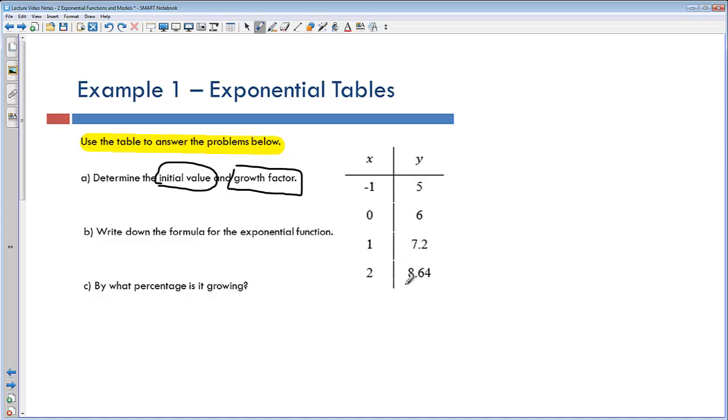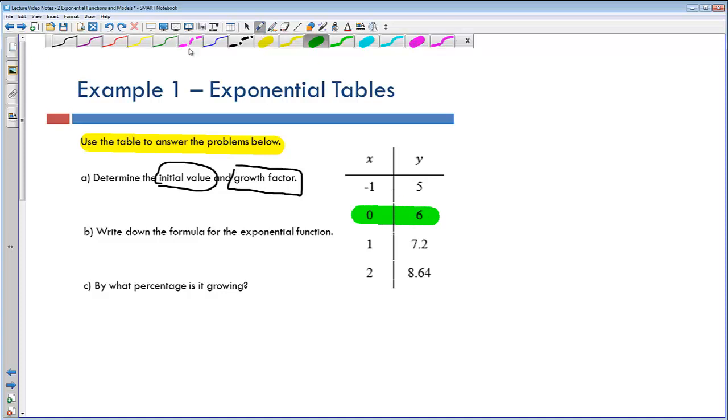Over here, if I asked you, what is the initial value, what would you choose? Hopefully you're like, well, there are a couple choices. Sometimes people look at 1 and say, hey, 1's the first one, right? So the initial value might be 7.2. That's not how it works. It actually starts at 0. And so the initial value is just the number 6. So here, their initial value would be the number 6.